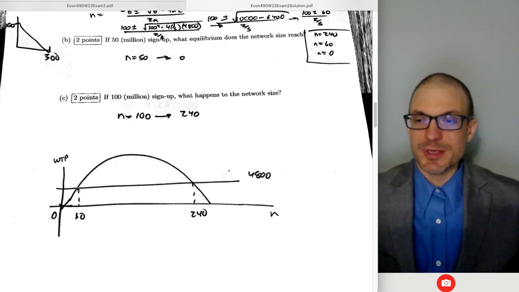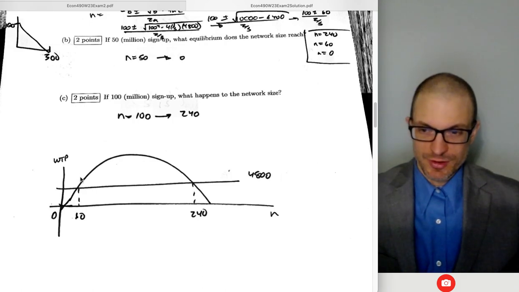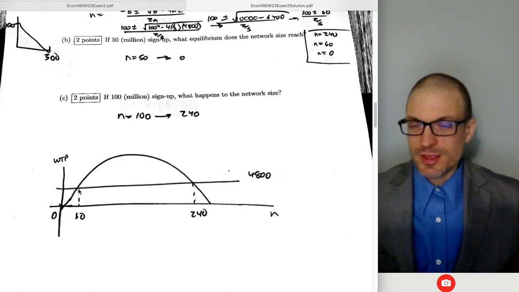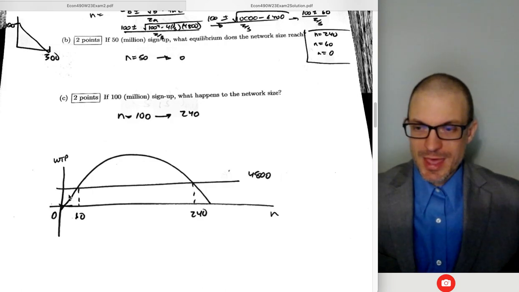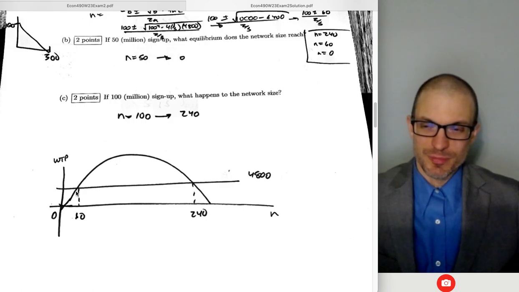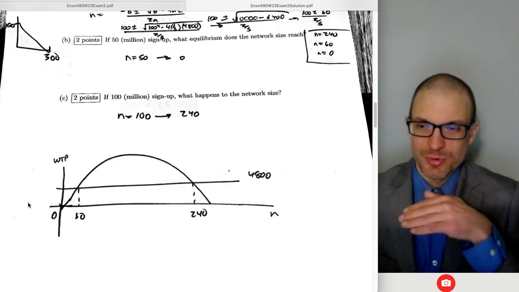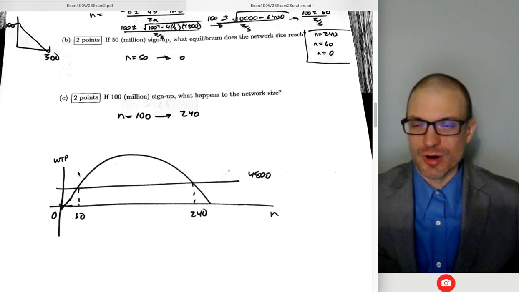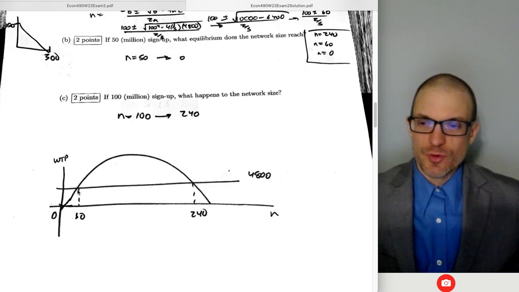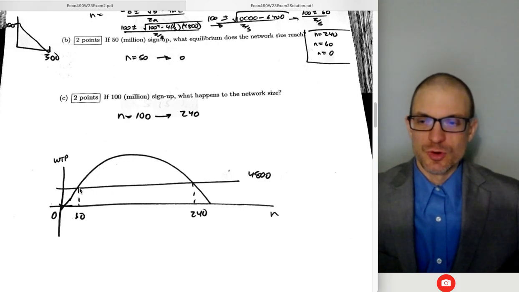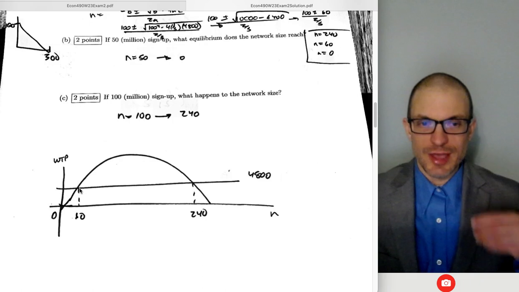It's unstable because if we compare the marginal benefit to the marginal cost, the marginal benefit represented by the demand curve, for places between 0 and 60, the marginal benefit, the demand curve, is below the marginal cost. So if the marginal cost is greater than the marginal benefit of joining the network, you'd actually not want to join. People would leave, and so then it would shrink down to 0. Between 60 and 240, the marginal benefit, the demand curve, is higher than the marginal cost. So the next consumer to join definitely will.